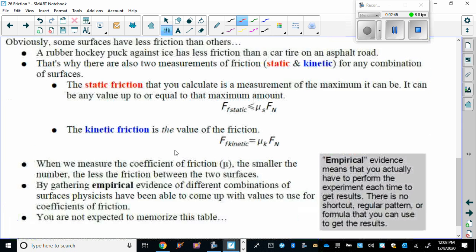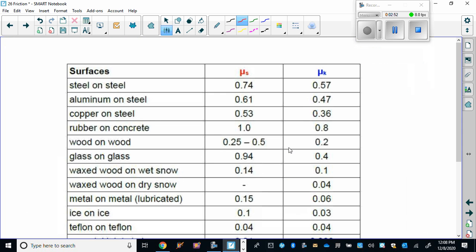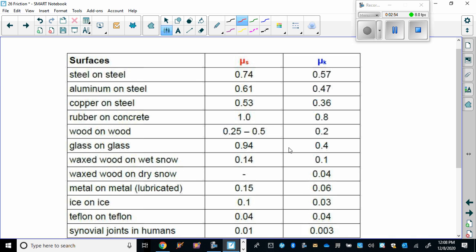This is stuff you don't really need to know too much, but this table is interesting. Here are the mu values of static friction and kinetic friction for specific surfaces. You can see steel on steel has a relatively high value. Rubber on concrete has a very high value of 1. Not surprisingly, we want there to be a great deal of friction between the tires of your car and the road on which you drive.